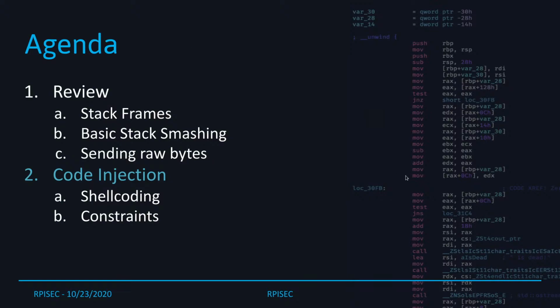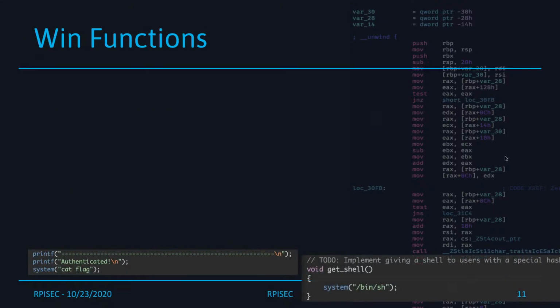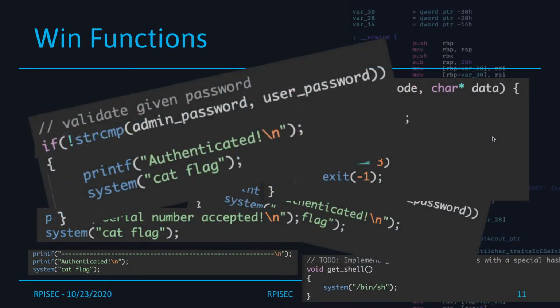And with that out of the way, I want to get into some of the meat of what we're going to be doing today, which is code injection, and specifically shellcoding as a means of code injection. So we alluded to the idea of a win function earlier today. We alluded to the idea of this function that you just need to figure out some way to call it, and once you call it, that's it, you're done, you get that flag.